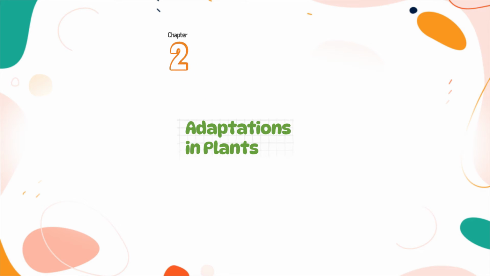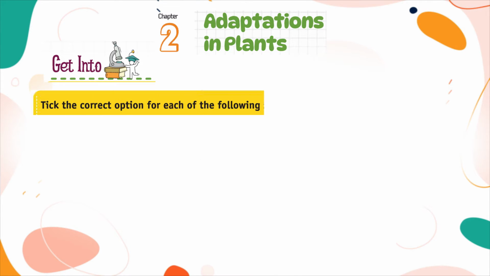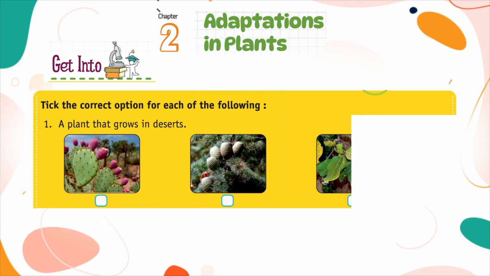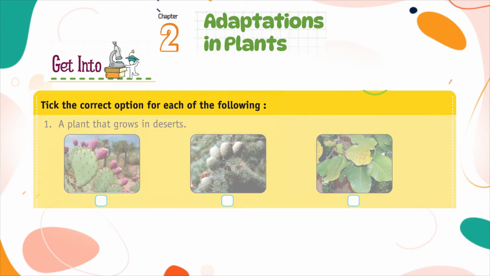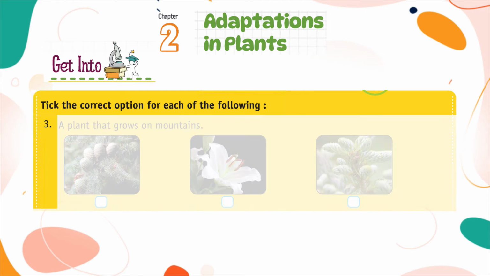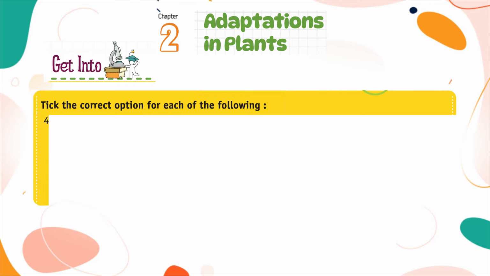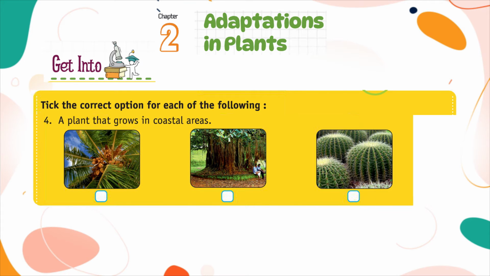Chapter 2, Adaptations in Plants. Get into. Tick the correct option for each of the following. Number 1, a plant that grows in deserts. Number 2, a plant that grows on mountains. Number 3, a plant that grows in water. Number 4, a plant that grows in coastal areas.